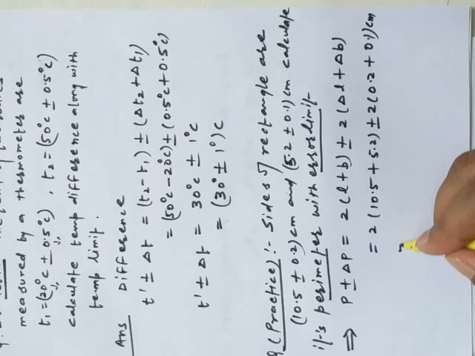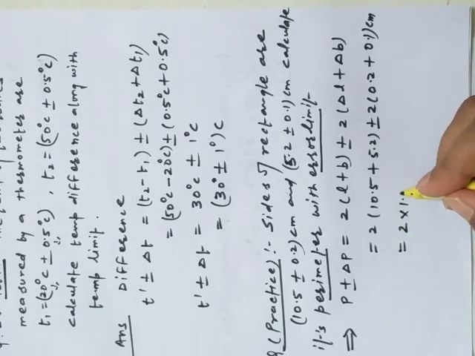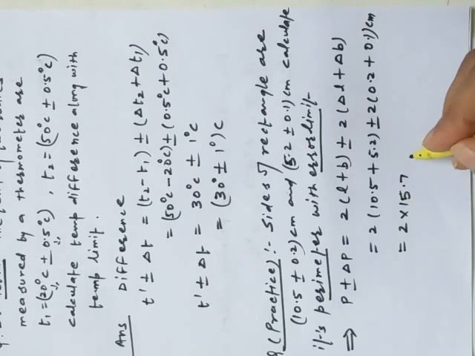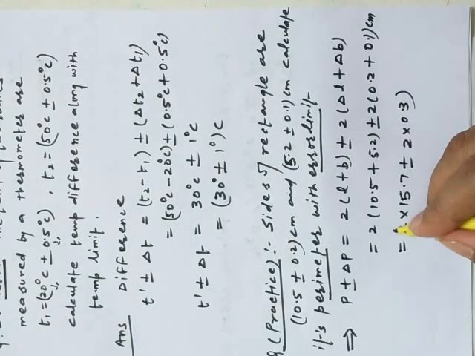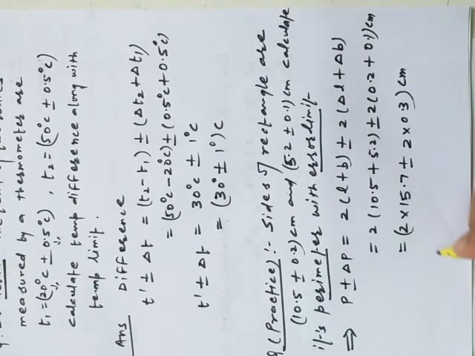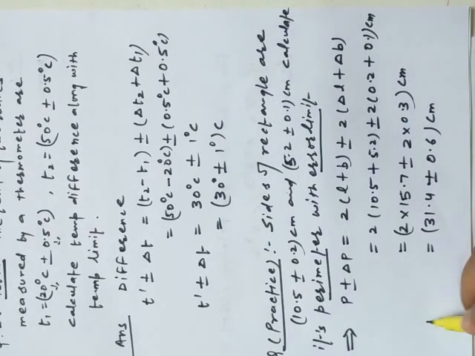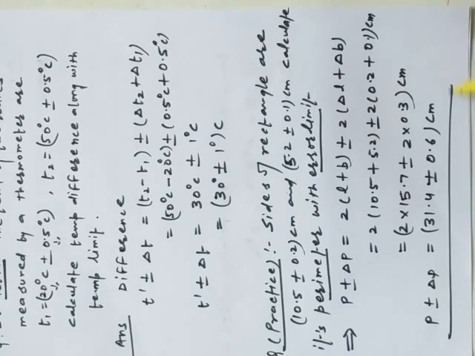So whenever we are solving this fraction, we are getting 10 into 15.7 plus minus 2 into 0.3, with the concern of the units, that is centimeter. So we are getting the final answer 31.4 plus minus 0.6, and with the concern of unit. You must apply the proper unit, otherwise half marks will be deducted in your given answer.